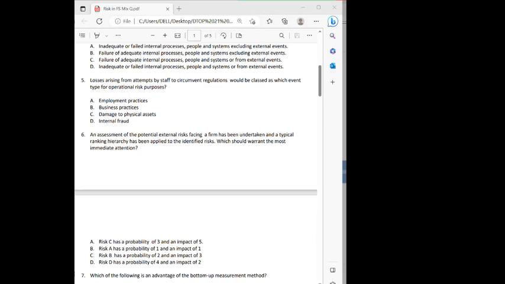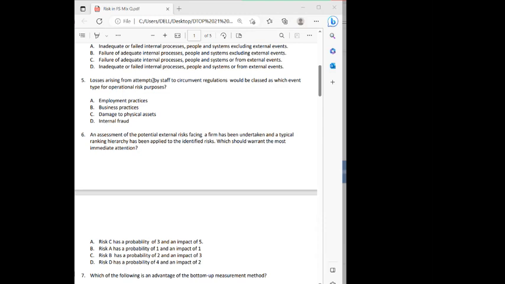Right. Let's see the question. Losses arising from attempts by staff to circumvent regulations would be classed as which event type for operational risk purposes? Employment practices, business practices, damage to physical assets, internal fraud. It's very clear. You don't have to think twice.